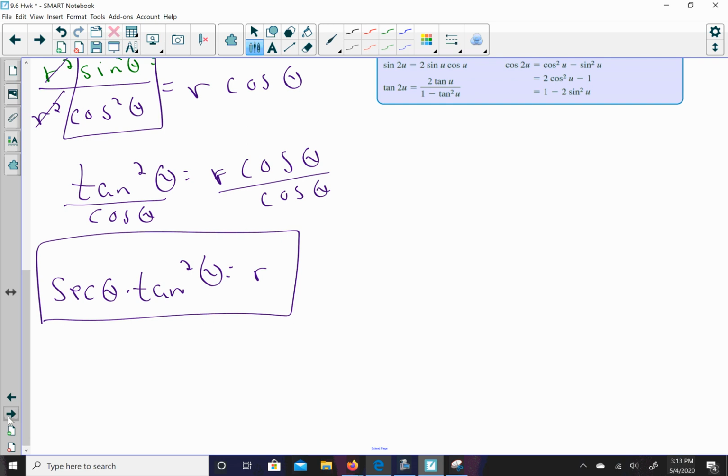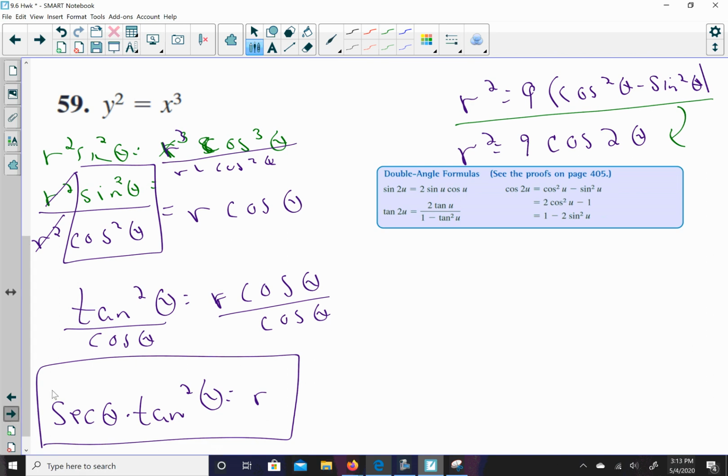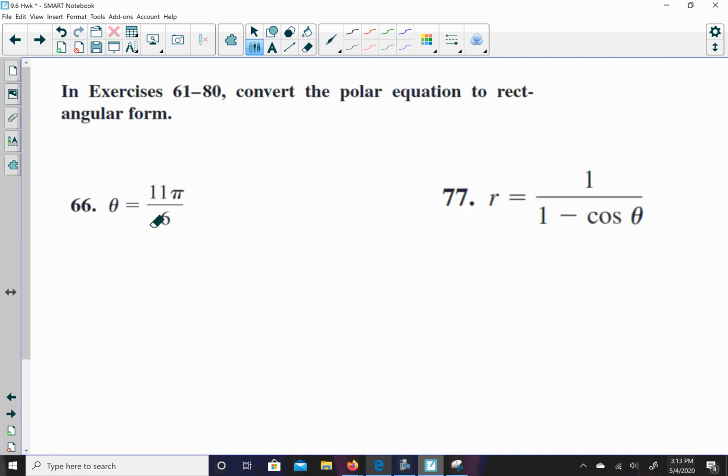So going from rectangular to polar is fairly easy, because if you're stuck, what you're going to do if you don't recognize anything is you're always going to replace y with r sine theta, always replace x with r cosine theta. What gets tricky is when we're going from polar to rectangular, because then I have to sort of become more creative, because there's so many different ways that I can do this.